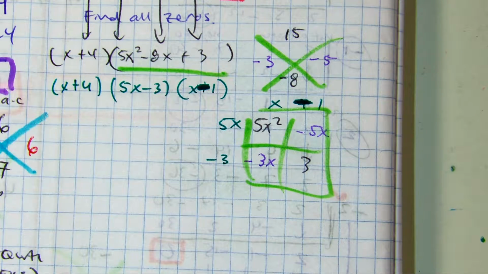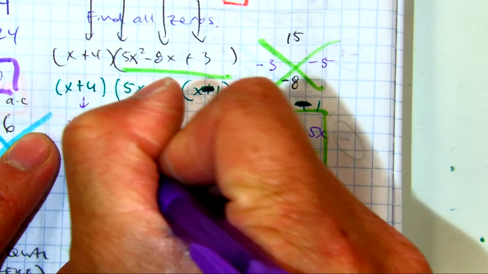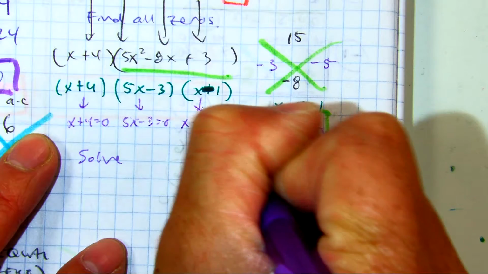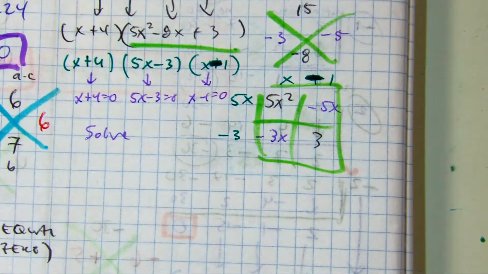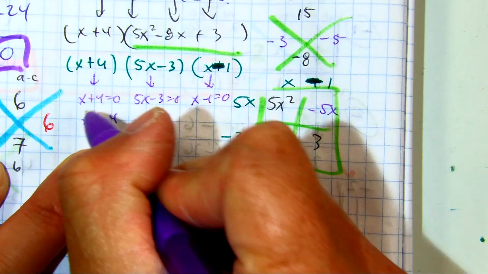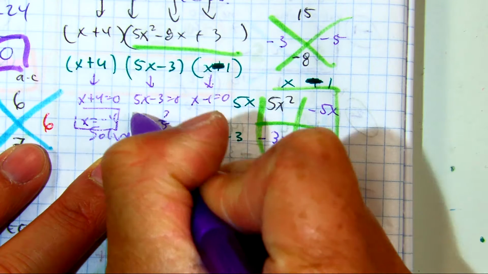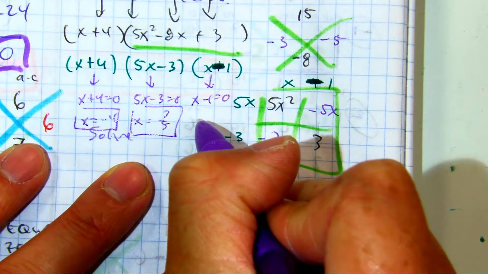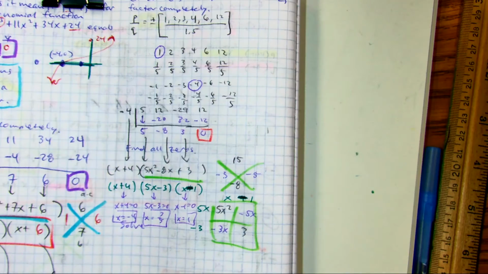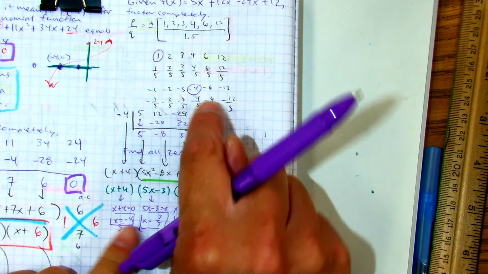Juan, what do we do? Set it equal to 0. Tell me what to do, Juan. X is equal to? Keep going. Okay, what does that mean? 1, negative 4, 3 over 5.